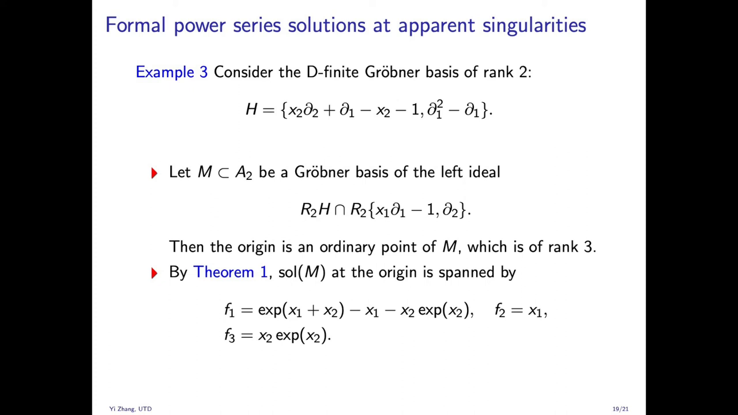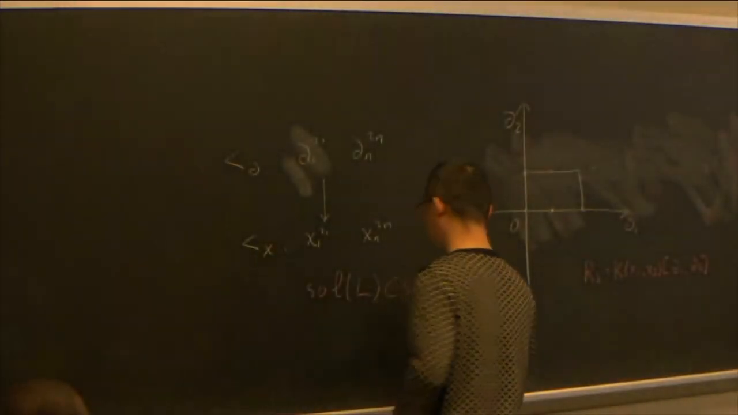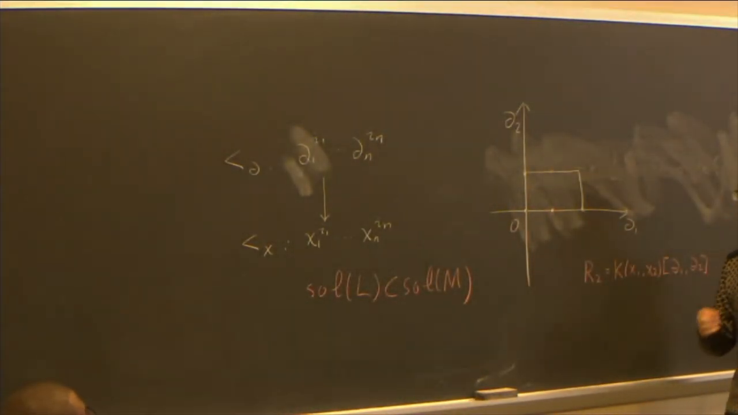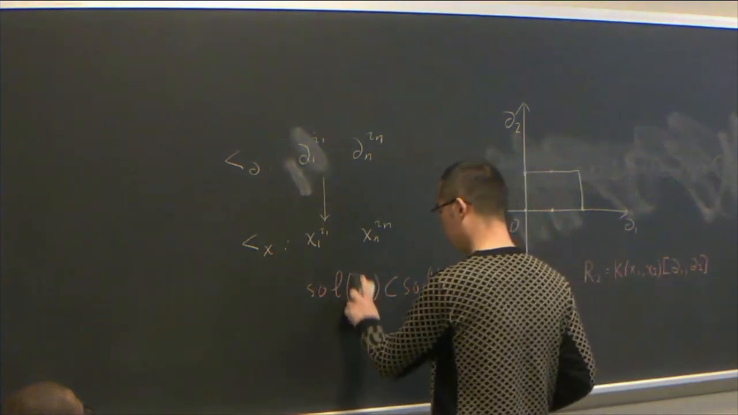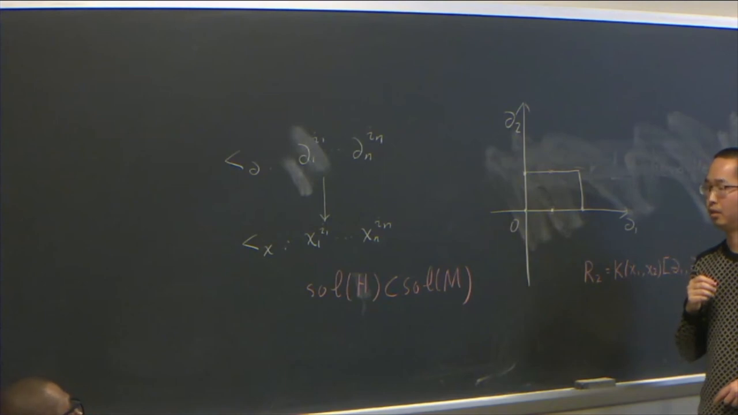Next, we compute the formal power series solutions of M at the origin by using the characterization of ordinary points, and we find the following three linearly independent formal power series solutions. We construct the M by taking the intersection of H with some other left ideals. So the solution of H is included in that of M.